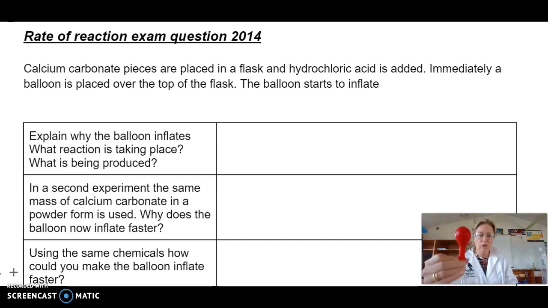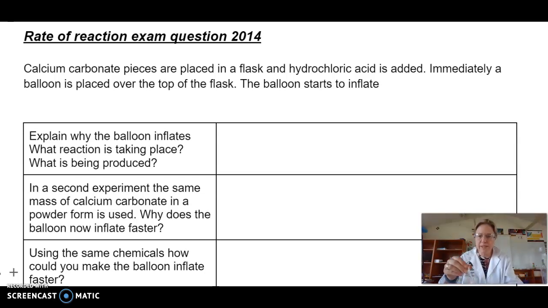So what's going on here? The calcium carbonate, of course, is our base, and it's reacting with the acid, which is the hydrochloric acid. So we know we're going to get salt and water, but because it's a carbonate, we're also going to get some carbon dioxide given off, and that's why our balloon inflates.